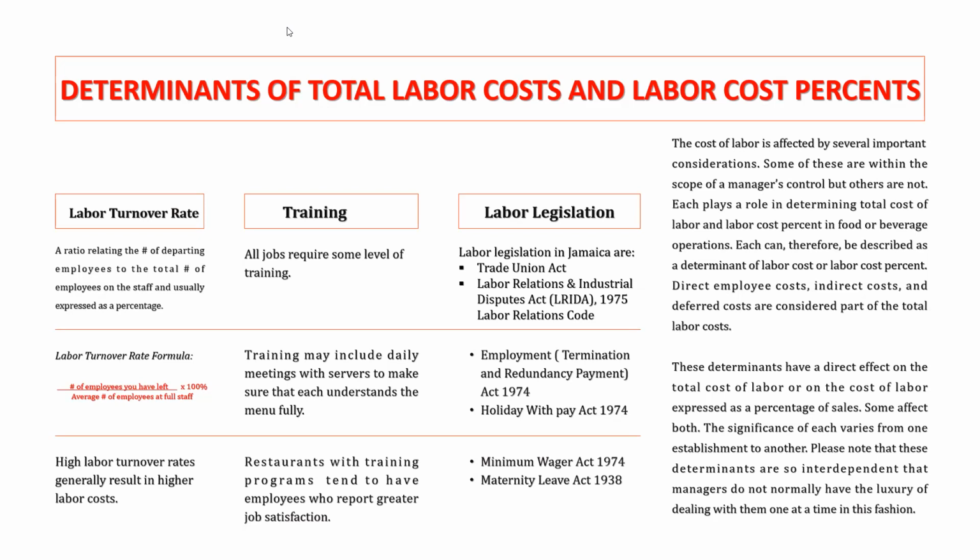So let us look at the labor turnover rate, which is one of the determinants of labor costs and the labor cost percentage. Labor turnover rate is a ratio relating the number of departing employees to the total number of employees on the staff, and usually expressed as a percentage. So basically, you would look at how many people were fired or how many people left for whatever reason for the year, versus how many employees the organization typically has at peak efficiency.